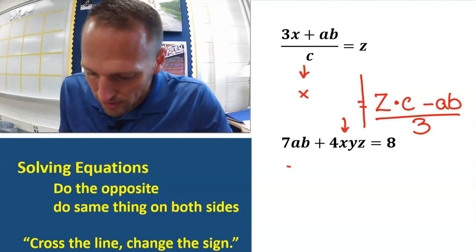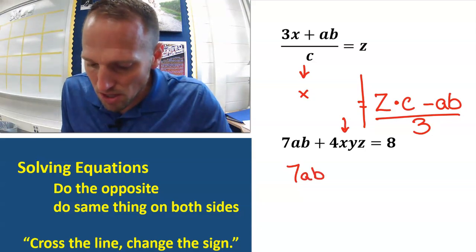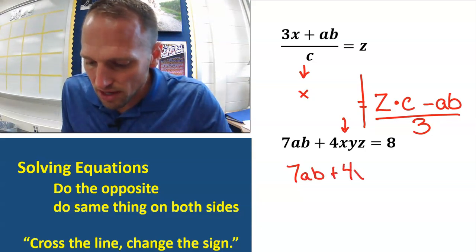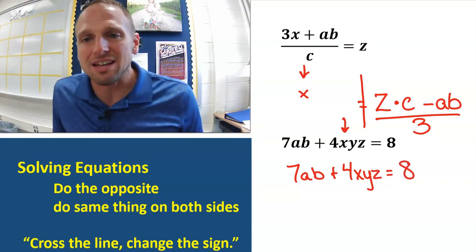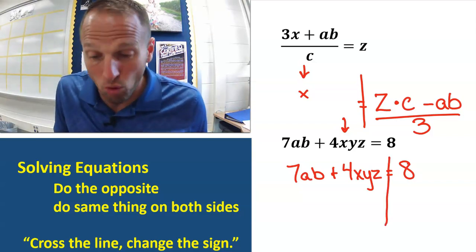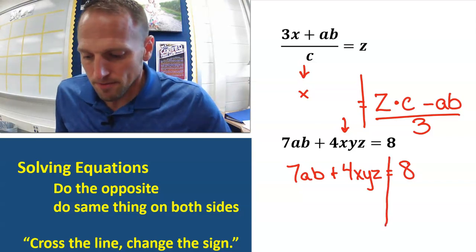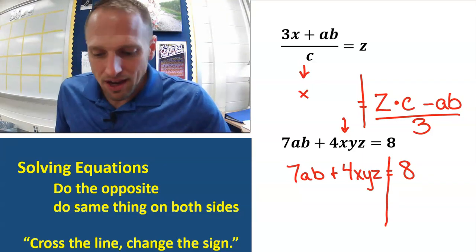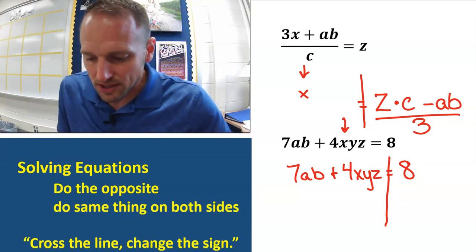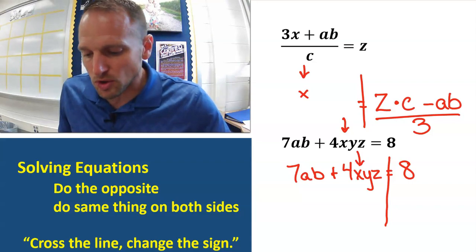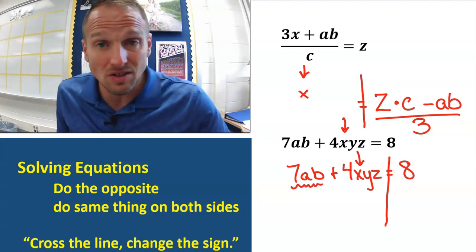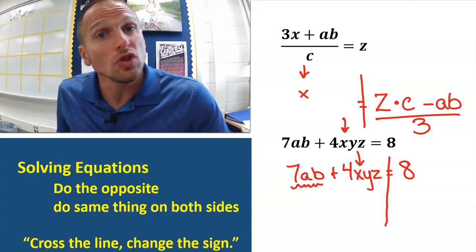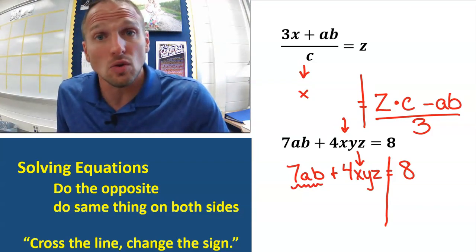Got to solve this one for X. 7AB plus 4XYZ equals 8. You are not going to believe how fast this one is going to go. Don't blink or you might miss it. So we've got 7AB plus 4XYZ. So right there, that's what we're solving. And I've got this whole chunk of stuff over here not connected to the X in any way. So we should just be able to add or subtract it. So what's it going to be?